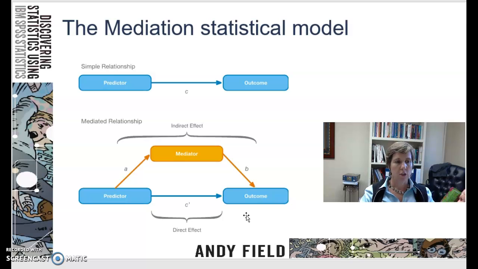All right. So again, the mediation statistical model is when your predictor variable has a relationship with the mediator and your outcome variable has a relationship with the mediator. And then this influences the outcome when it's included in your prediction.